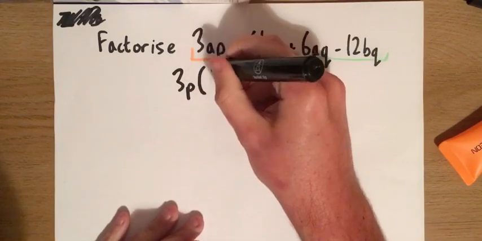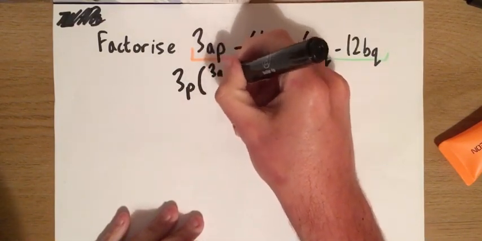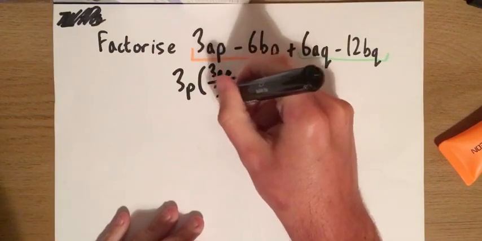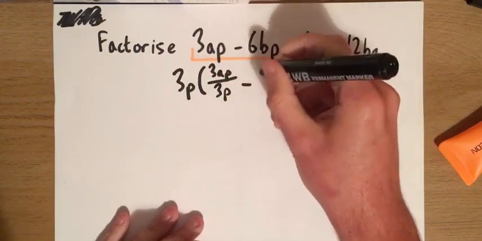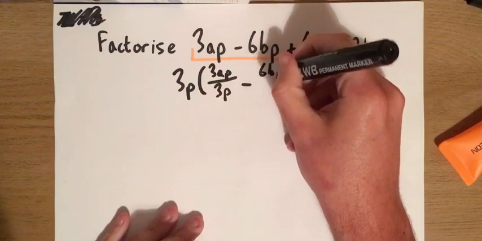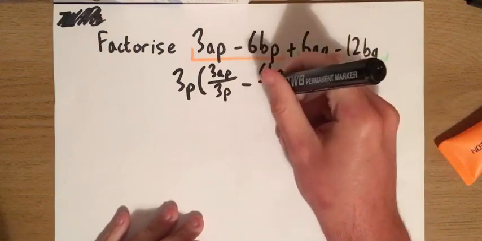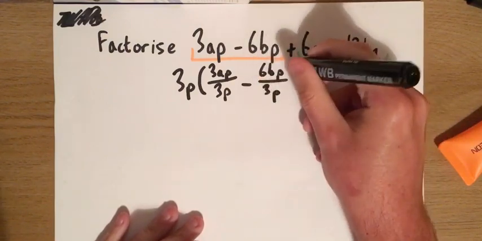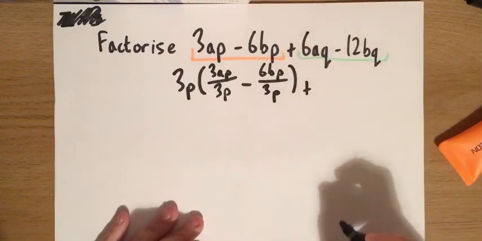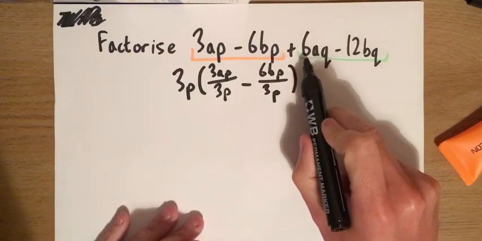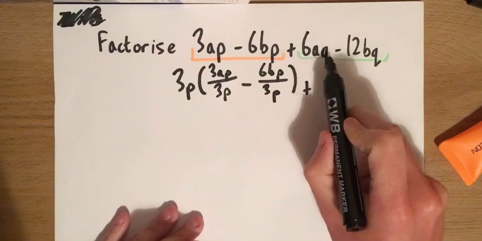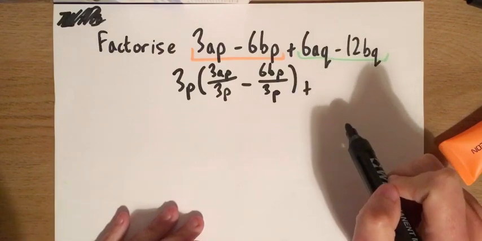I'll show my division step here. So 3AP divided by 3p, minus 6BP divided by 3p, plus our second 2, then I've got 6AQ minus 12BQ.